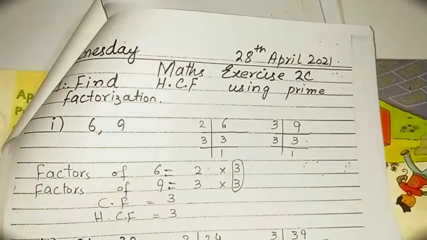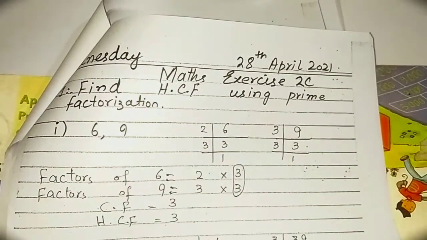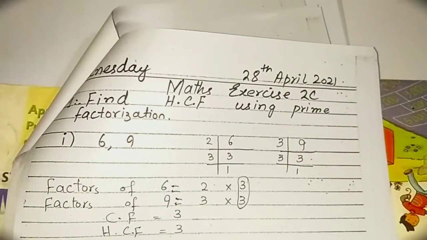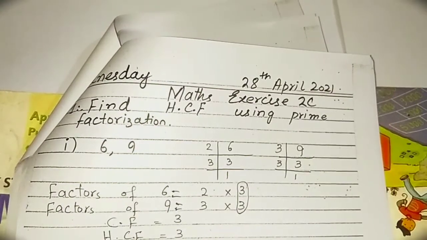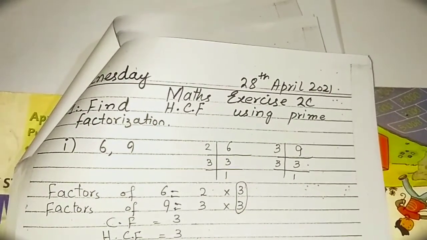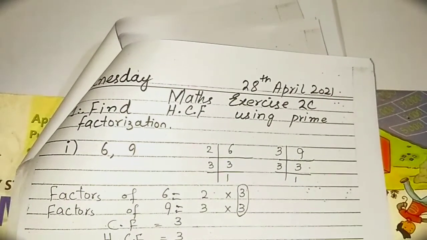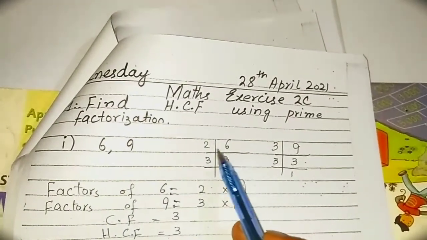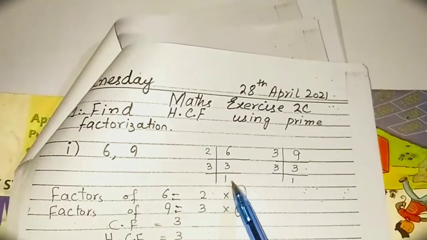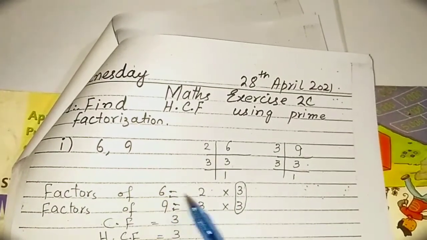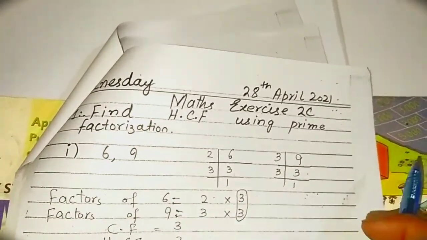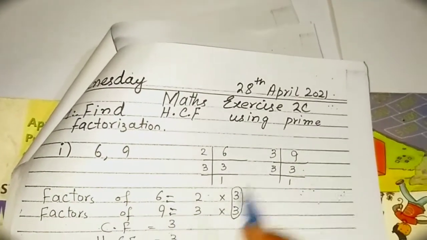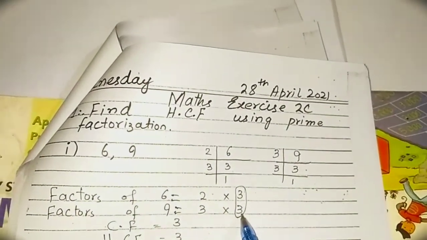Next, exercise 2c, question number 1, find HCF using prime factorization. As we have learned to make factors, we have to find HCF using prime factorization. Part 1 is 6 and 9. So first of all we have to make the factors of 6 and 9. Here the factors of 6 are 2 threes are 6 and 3 ones are 3. Then factors of 6 are 2 multiplied by 3. Now we will make the factors of 9, which are 3 threes are 9, 3 ones are 3. So factors of 9 are 3 multiplied by 3.